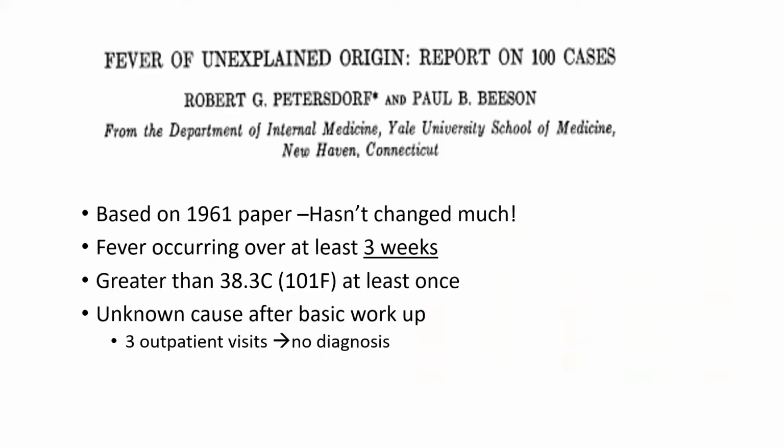So the definition of FUO was first seen in this seminal 1961 paper that first described the occurrence of fever of unexplained origin. It was a case series of 100 patients, and a lot of their findings have actually held true today, although some have changed a little bit, which we'll talk about. It is defined as a fever occurring over at least 3 weeks with a temperature greater than 38.3 at least once, and an unknown cause after a basic workup or 3 outpatient visits.